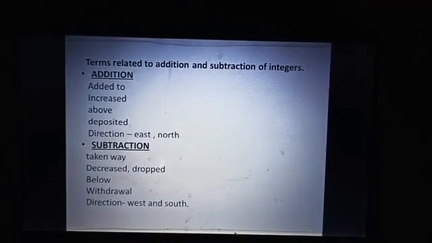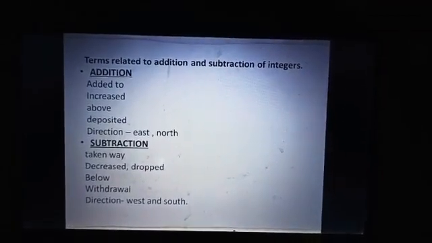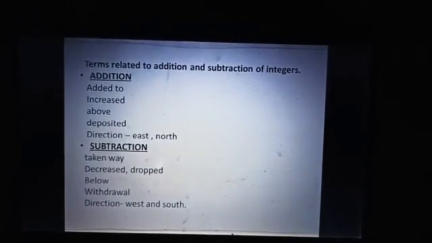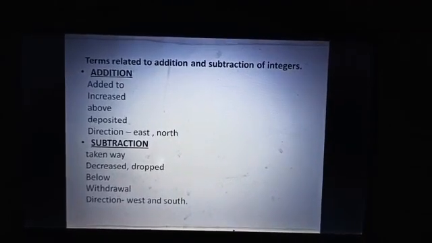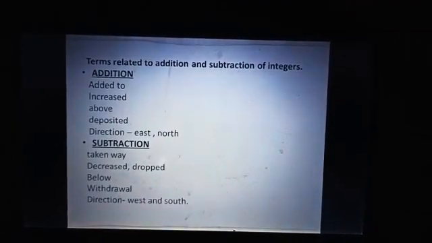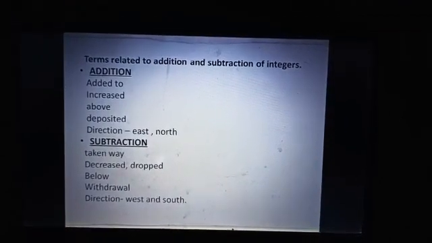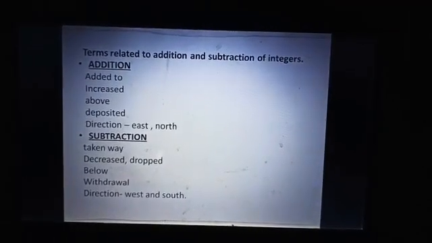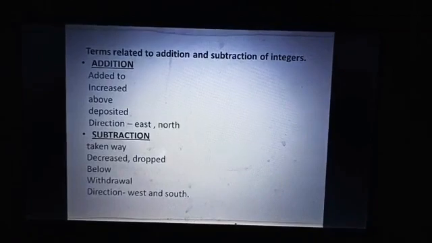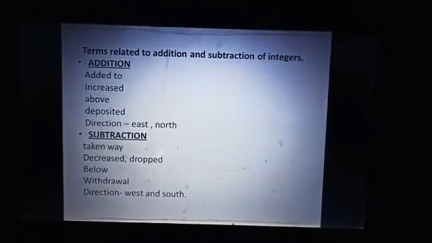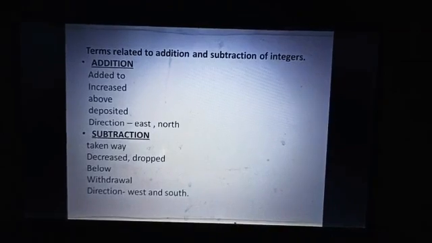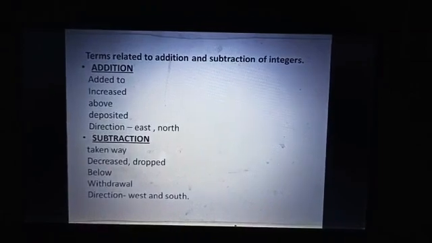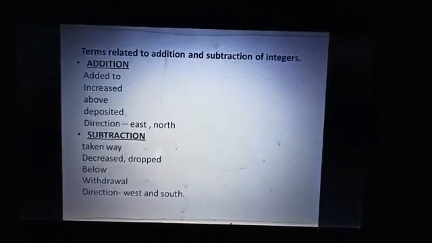The terms added to and taken away can be used like this: if I say that 3 is added to 2, then the answer will be 3 plus 2, that is 5. And if I say that 5 is taken away from 10, then you will say 10 minus 5, that is 5 again. Next example is of increased and decreased. If I say that the temperature of Srinagar is increased by 10 degrees Celsius, that means you have to add the number. And if I say that the temperature of Srinagar is decreased by or dropped by 5 degrees Celsius, then you have to subtract the temperatures.